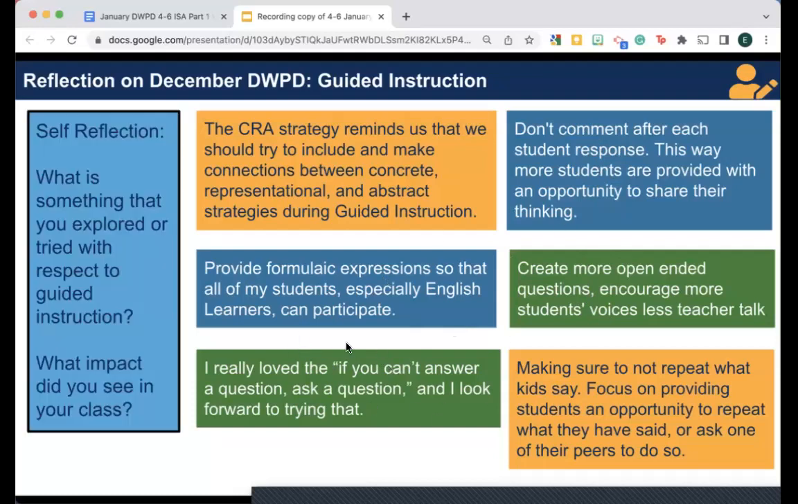Hopefully some of these stood out to you, but I want you to think, what is something about your own guided instruction that you've been working on? What guided instruction strategies or techniques have been impactful for your own students? Pause and think about those questions.